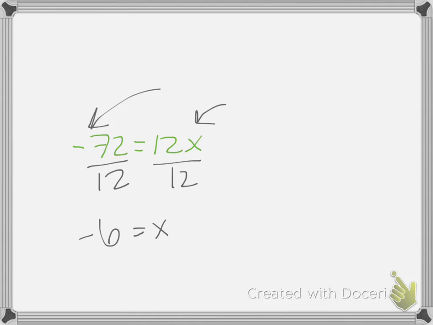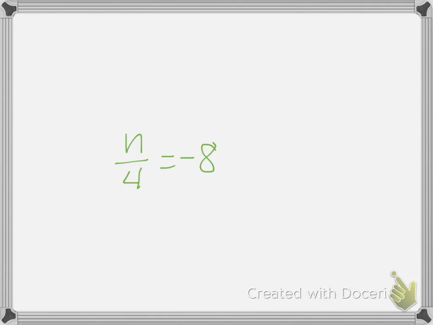Again, I see a lot of you guys, if it's negative here, you will drop it and it will disappear. Okay, do not lose your negatives. Your answer should be negative 6. Again, if you wanted to check it too, plug it back in for x and check to see if it works. Okay, right now we're dividing by 4, so to get rid of it we need to multiply by 4. So n equals negative 8 times 4 should give me a negative 32.